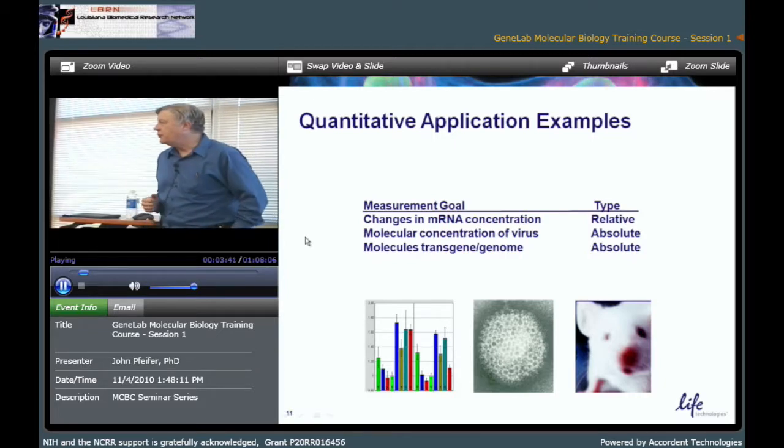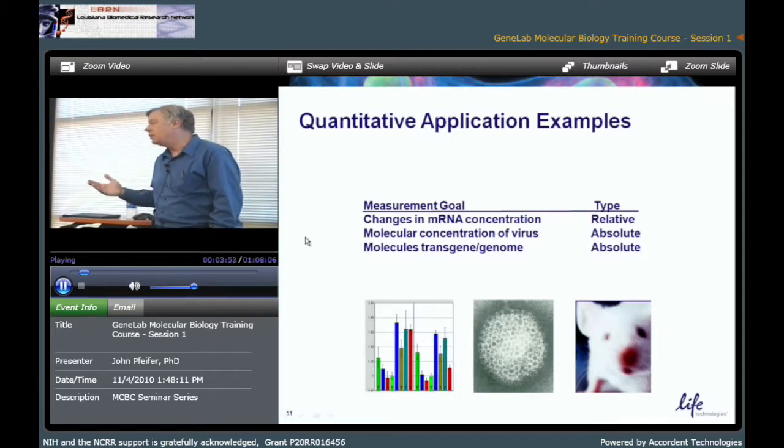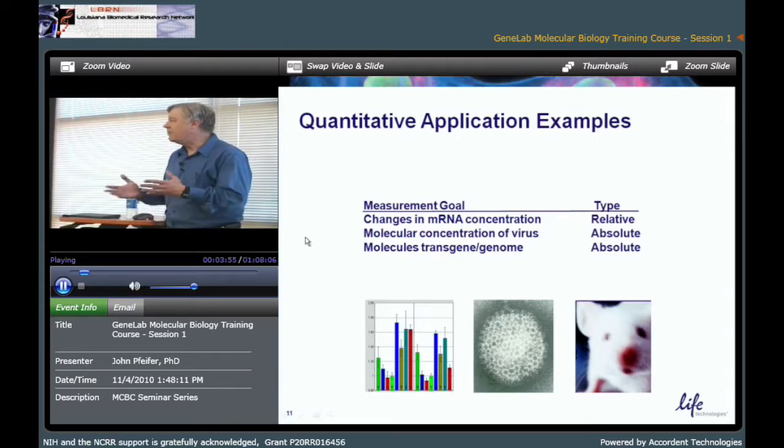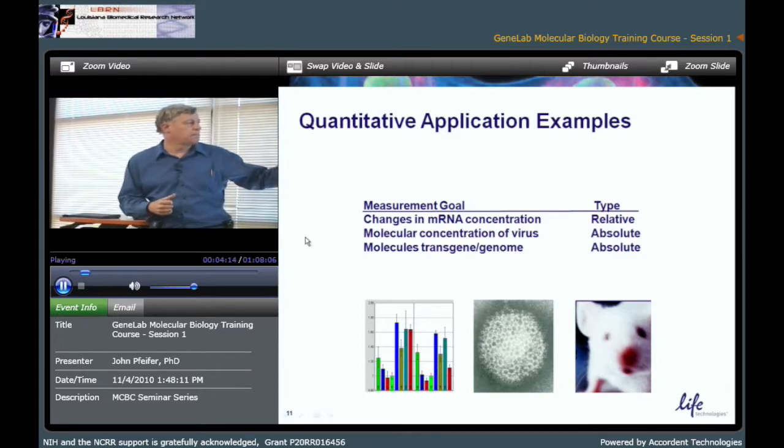Now, there are many researchers that are interested in quantifying viruses and other pathogens. So in that case, it's more likely that you'll want to know the number of molecules of the viral nucleic acid that are present in the sample, say in a ml of blood or what have you. In that case, we would call that an absolute experiment. There's also a lot of transgenic work that goes on. Researchers may be adding a transgene to, say, mice, and they would want to know how many copies of the transgene are present in the mouse genome. Again, based on copies or molecules, so we would define that as an absolute experiment.